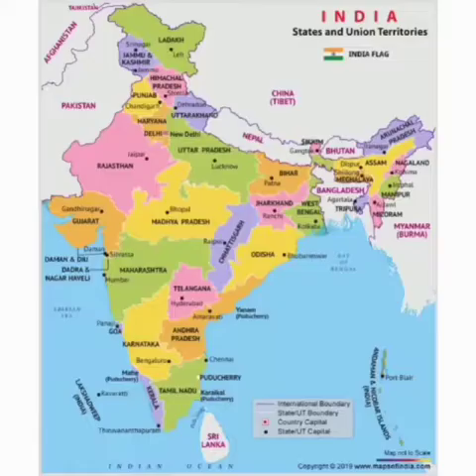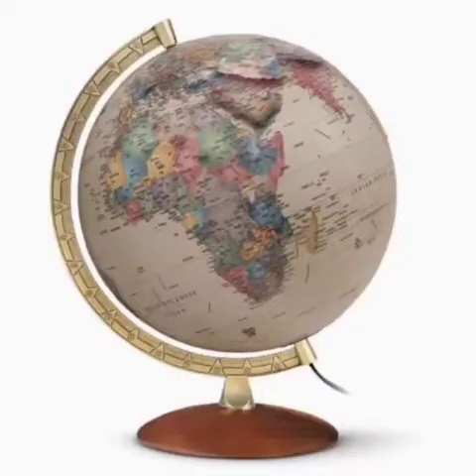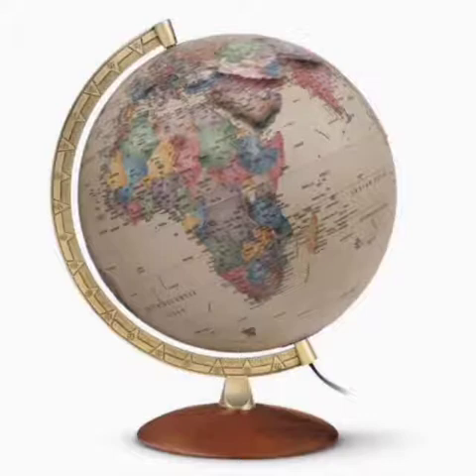Maps can provide detailed information, and globes do not provide detailed information as they show the whole earth. Maps cannot be used to study rotation and revolution of the earth. Globes can rotate on the axis and so can be used to study rotation and revolution of the earth.